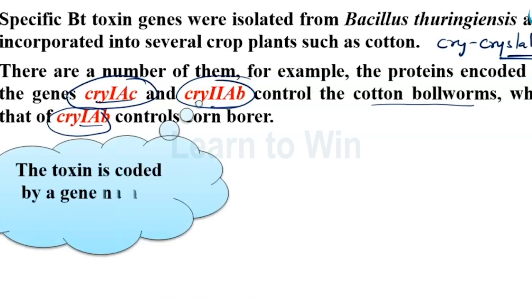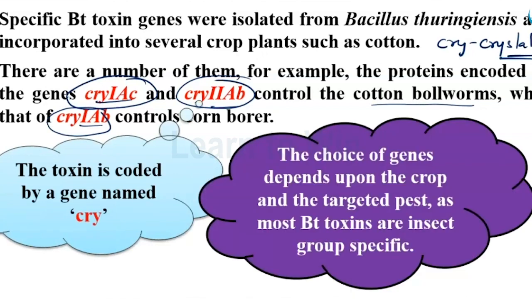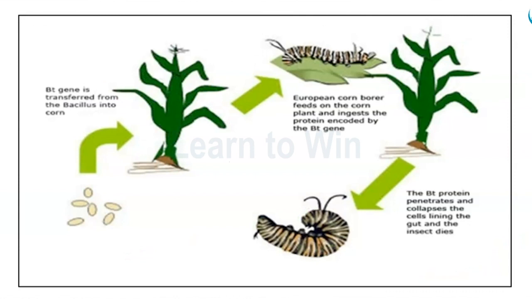So based on the crop you're using, you can use the genes. If you're using cotton, you can take the genes Cry1AC and Cry2AB. If you're using a corn plant, you will use Cry1AB. So based on the crop, you will take the specific gene which produces the specific toxin that targets the specific insect group. After that, you insert the Bt gene into the plant.